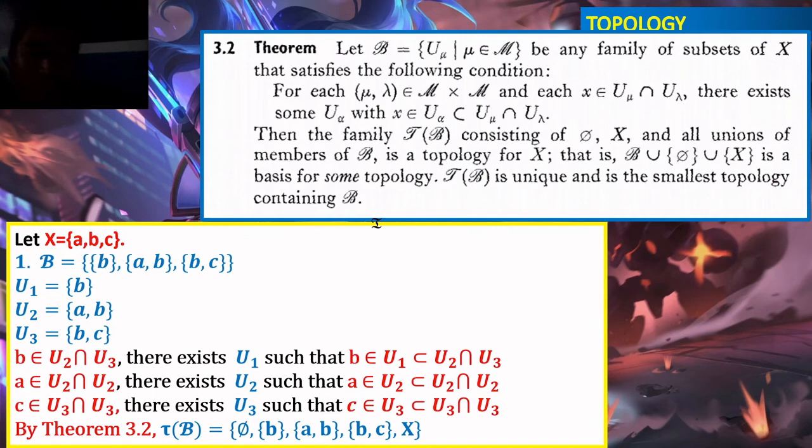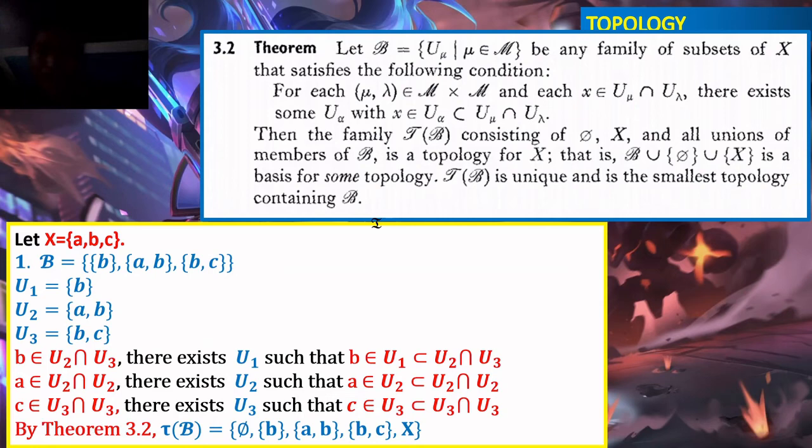Okay, now, theorem 3.2. Let script B be equal to the set containing U_mu such that mu is an element in script M. So, B is any family of subsets of X that satisfies the following condition. For each U_mu, U_lambda in B, and each x in U_mu intersection U_lambda, there exists some U_alpha with x in U_alpha subset of U_mu intersection U_lambda. Then the family tau_B, consisting of the empty set, X, and all unions of members of B, is a topology on X. That is, B union the empty set union the set containing X is a basis for some topology.